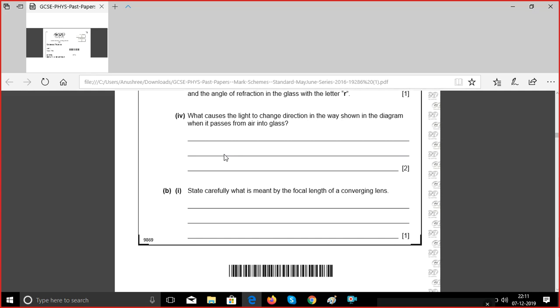What causes the light to change direction in the way shown in the diagram when it passes from air into glass? It enters from a rare medium into a dense medium, which causes the light to slow down.